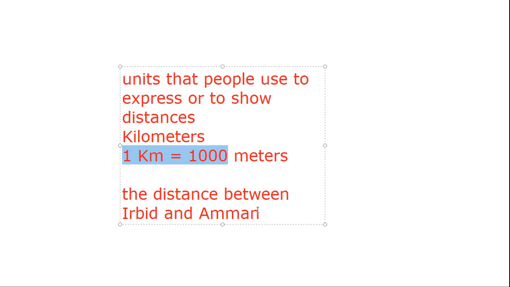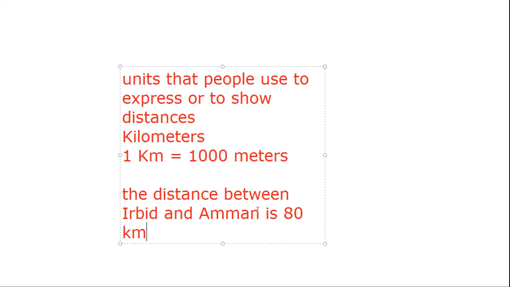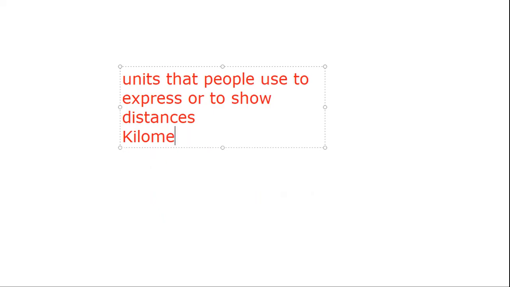3 kilometers. Now we'll bring examples. The distance between Irbid and Amman is 80 kilometers. So how many meters is it? If I want to change it to meters, do you know how much? 8 meters? Wait a bit, stay with me. 8 centimeters? If you know that 1 kilometer equals 1,000 meters, okay?